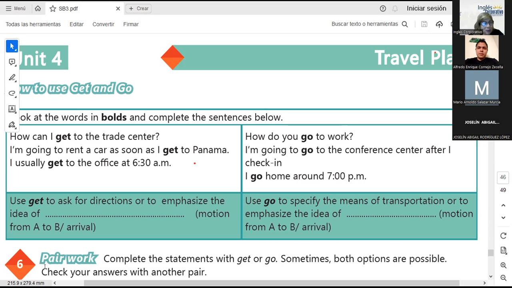Que usted llega, ok. Y la pregunta número uno, how can I get to the trade center? Es cómo yo puedo llegar. Cuando usted pregunta cómo puede llegar a un lugar. How can I get?